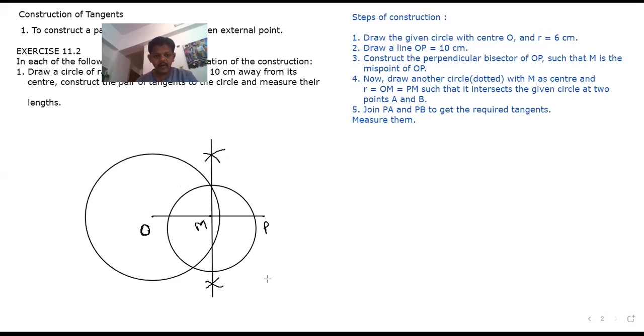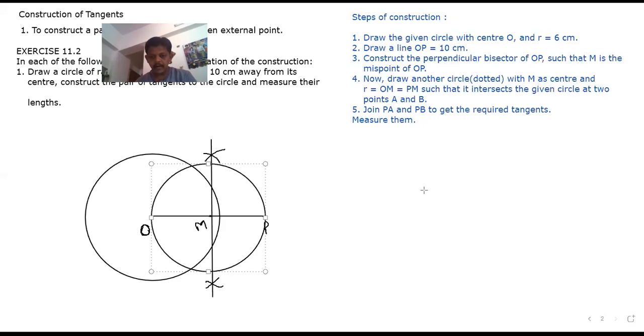With M as a center, you're going to draw another circle which will exactly pass through O and P. I told that this has to be dotted. Try to keep this circle as dotted. I don't have the provision of keeping it dotted. So now I'm going to construct it with my blue pen.